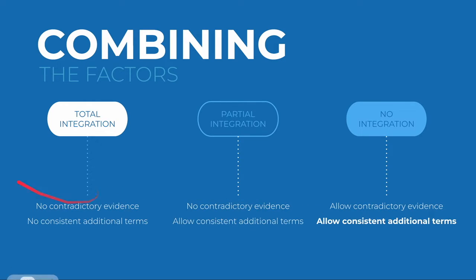So on each extreme, the answer is really straightforward. If we come out of the analysis saying it's a total integration, then we know that evidence ain't coming in. And if we come out of our analysis and say that's no integration, then we know that evidence is coming in, at least as far as the parol evidence rule is concerned. And with partial integration, that's where we have to ask: is that evidence consistent or inconsistent with what's in the written agreement? So let's talk about that.